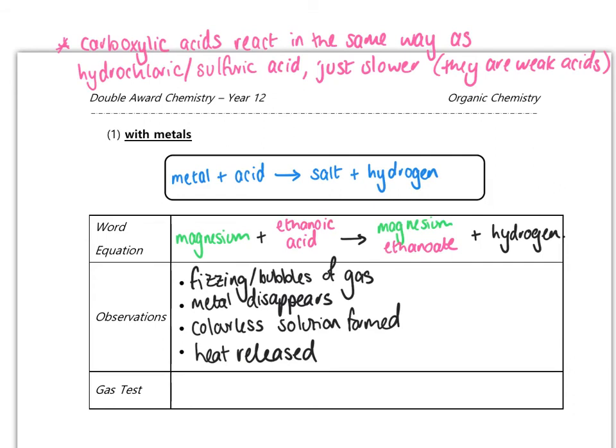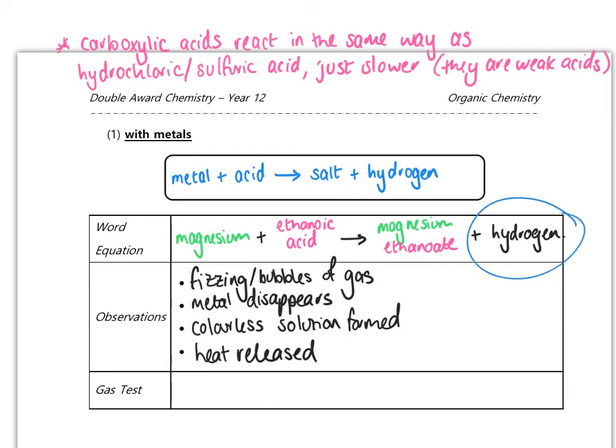So let's get those observations written into our notes. So we saw fizzing, bubbles of gas produced. We saw that the metal eventually disappears. We saw a colourless solution formed and heat is released. So get those written into your notes. And again, those are no different than the general observations we would have written down last year for a metal reacting with an acid. And then finally in our notes, we need to write in our gas test.